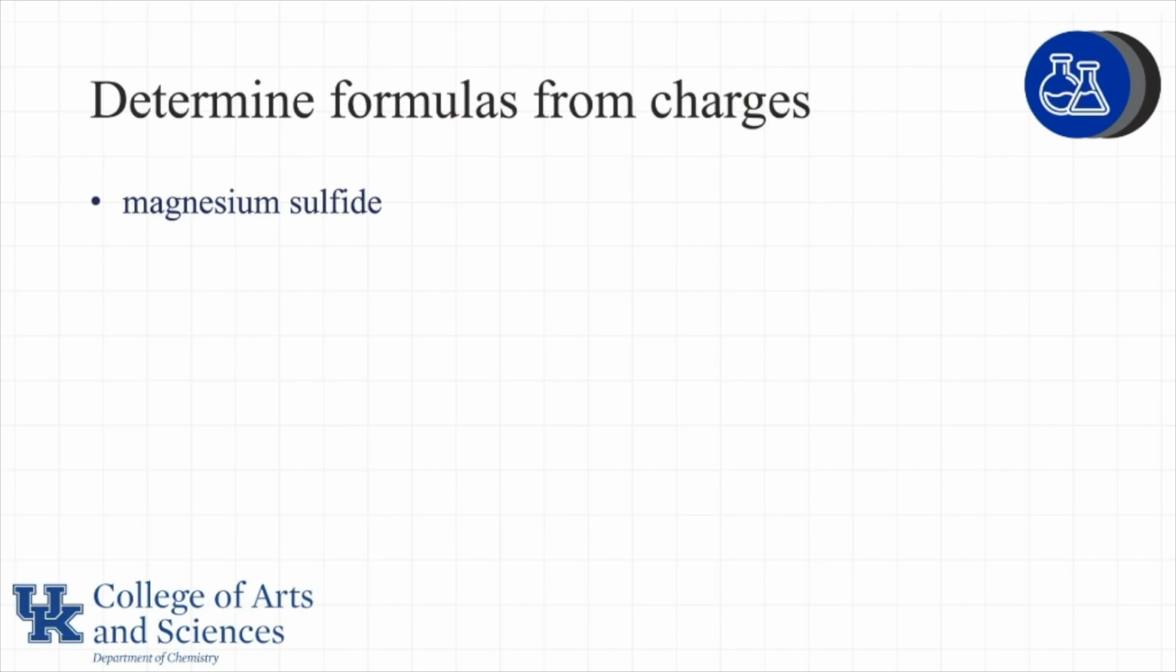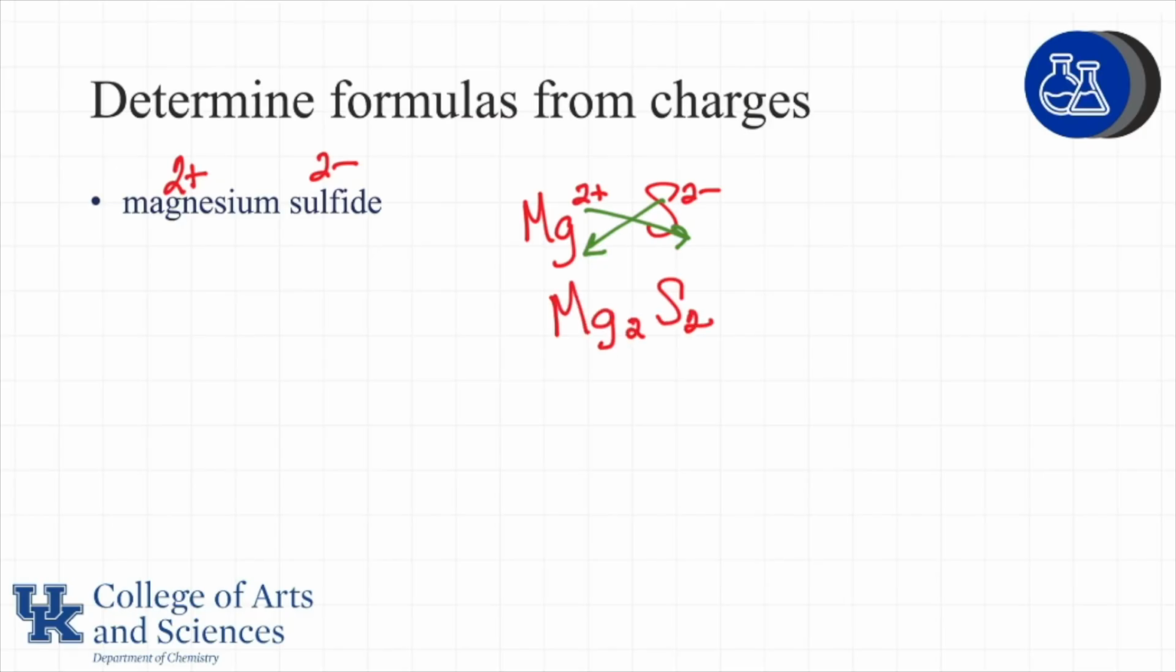Let's look at the example of magnesium sulfide. Magnesium has a 2+ charge, it's in group 2. Sulfur is in group 16 and has a charge of -2 when it forms an ion. I write both ions with their charges and then crisscross down. And when I do that, I get Mg2S2.